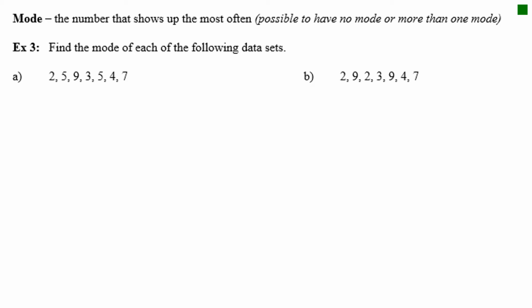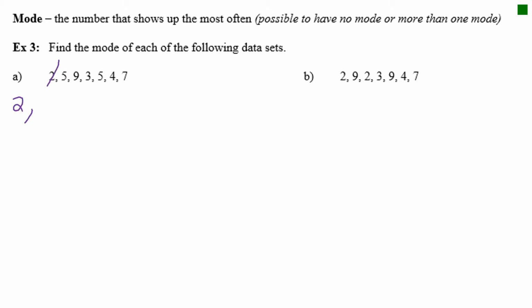Now we're going to calculate the mode, the number that shows up the most often. It's possible to have no mode. It's also possible to have more than 1 mode. For this one, you don't necessarily need to put it in order. The reason I do is just because I think it's easier to spot when a number repeats when they're written in order from smallest to biggest. So that's what I'll do.